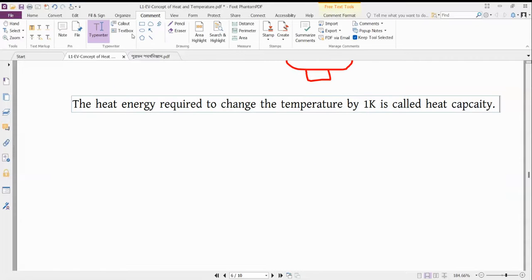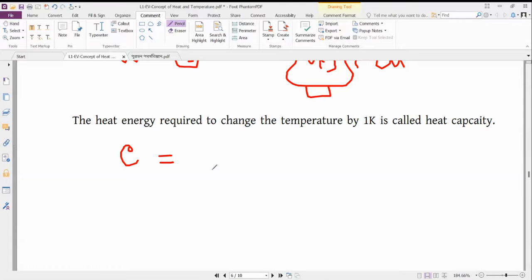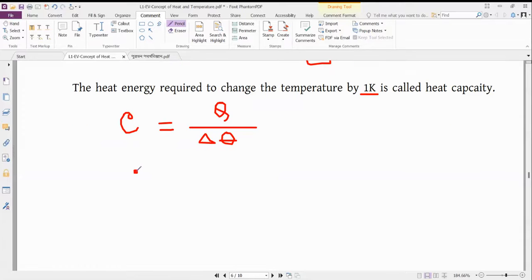We write the heat capacity by C. C means capacity, heat capacity. In a very simple way we can write that C is Q divided by the temperature difference, del theta. That means we can write Q equals C del theta. This is equation number one.